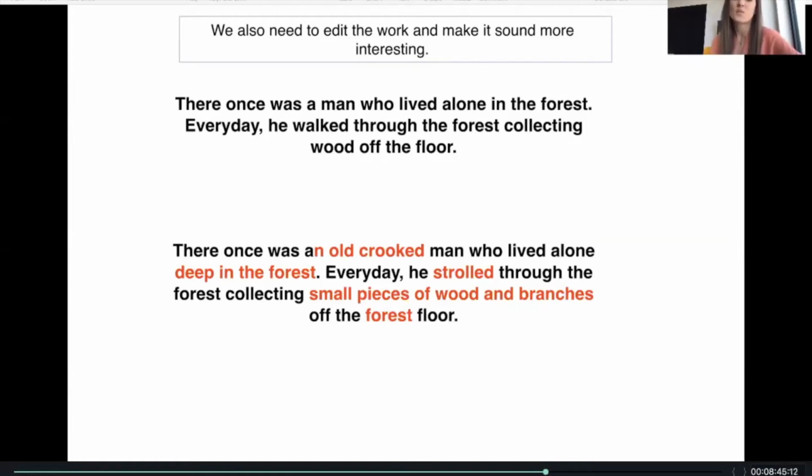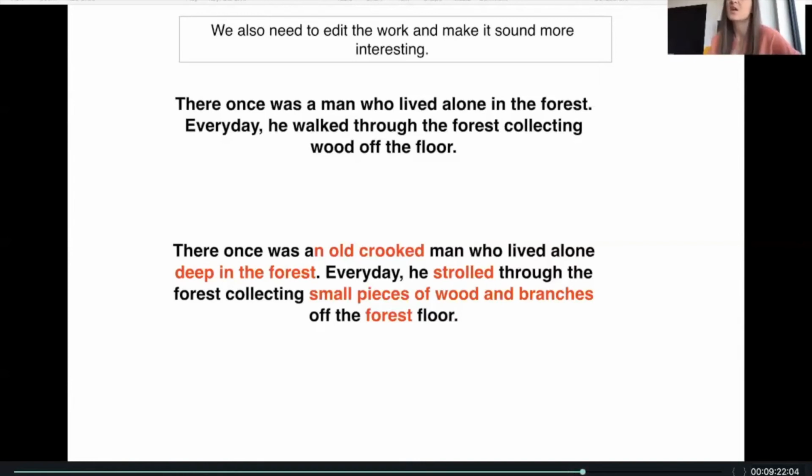I've said there once was an old crooked man, and actually I should have put a comma in between old and crooked. There once was an old crooked man who lived alone deep in the forest. So I haven't just said that he lived alone in the forest, I've said he lived deep in the forest. Every day he strolled. I didn't just say walk, I tried to get a more exciting word. He strolled. He's got not a care in the world. He's strolling through the forest. He strolled through the forest, collecting small pieces of wood and branches.